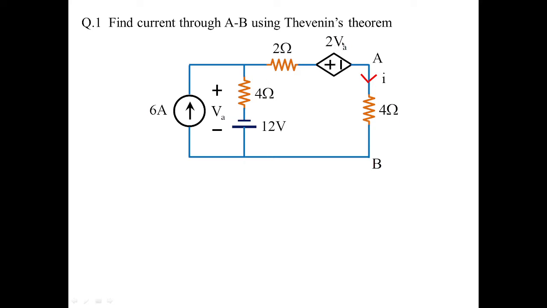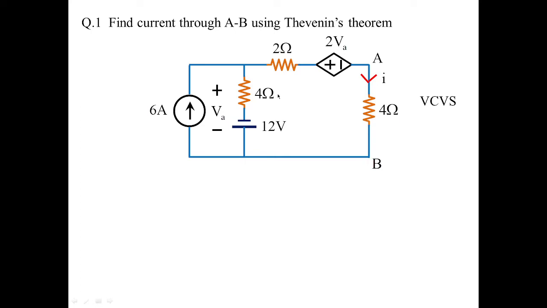In fact, it is called a voltage controlled voltage source. This VA is represented over which point? You can see VA is over 6 amperes. It is connected in parallel to 6 amperes. It is also connected in parallel to 4 ohms in series with 12 volts. So VA is over here. This alteration in VA will affect the value of the dependent voltage source over this point. So this we need to understand.